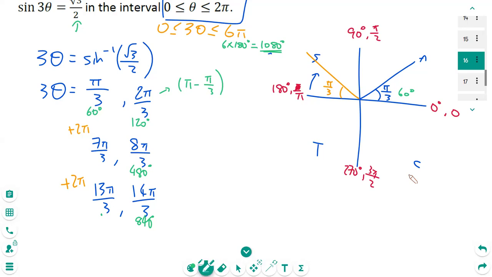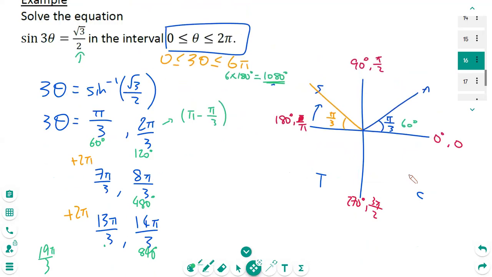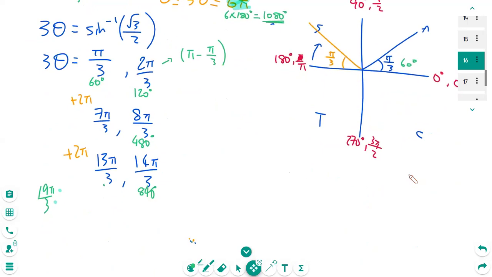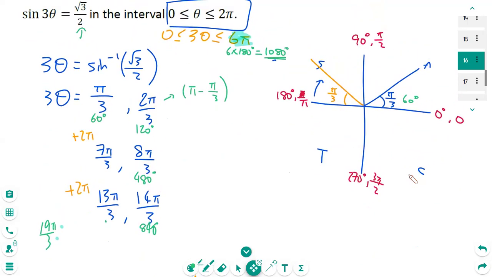So about 6 pi. If you add 2 pi to 13 pi over 3, that gives you 19 pi over 3. 19 pi over 3 is way beyond 6 pi, because if you look at the domain, we need up to 6 pi. 3 times 6 is 18, but it's 19 in here, so it's bigger than the domain that we allowed. Therefore, I'm going to stop here.